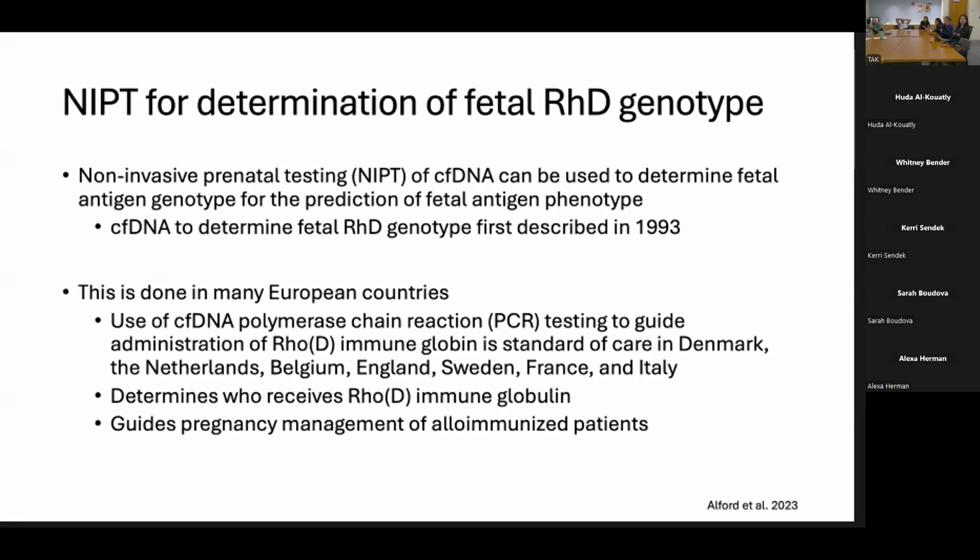The use of cell-free DNA PCR testing guides the administration of RHIG and is the standard of care in many European countries, including Denmark. They were actually the first country to implement cell-free DNA for RH, and that was back in 2010. Also used in the Netherlands, Belgium, England, Sweden, France, Italy, also used in Australia and New Zealand. So like I said, it determines who receives RHIG. It can guide pregnancy management for allo-immunized patients.